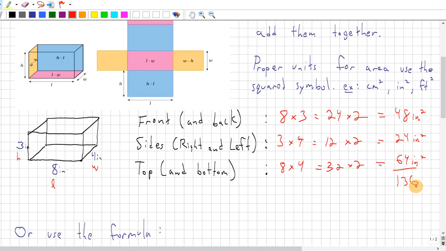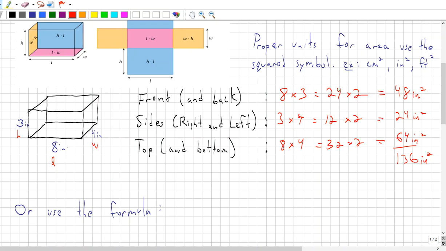So 136 square inches, or inches squared. Okay, so hopefully that one makes sense for the rectangular prism. The formula, if you want to look at a formula for this, I'm not big on formulas, but you do tend to use them in higher grades. But for now, it's nicer just to look at finding the areas of all the faces and adding them together.